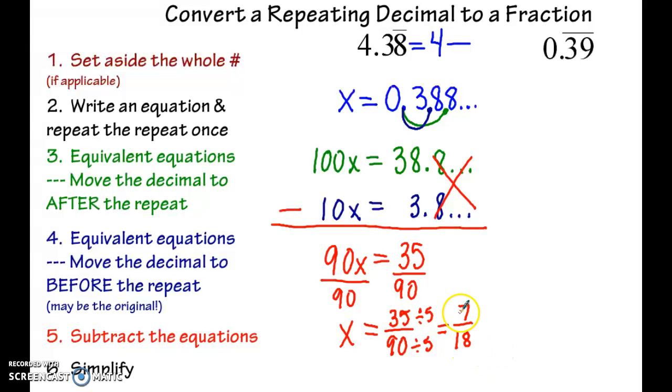But hey, I'm not done, because remember, I was not solving 0.38 repeating. I was solving 4.3 with the 8 repeating. So my 7/18 needs to go back into my mixed number, and I get 4 and 7/18.